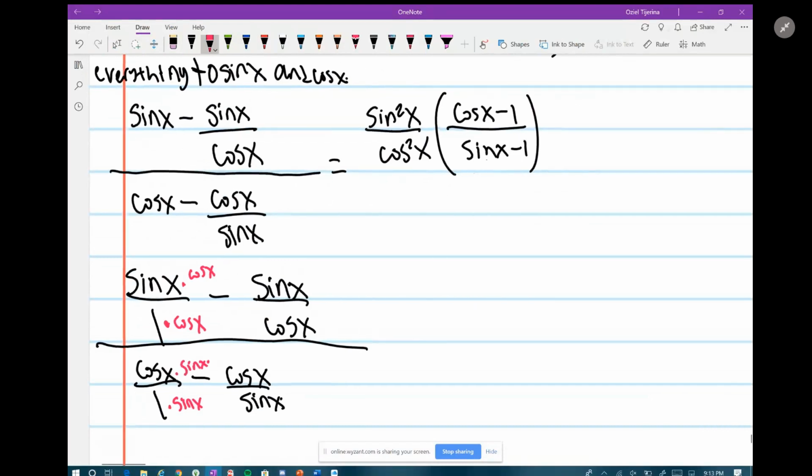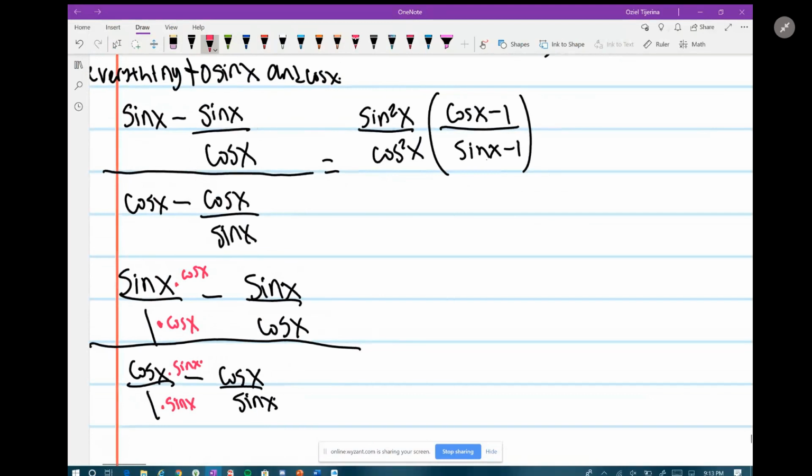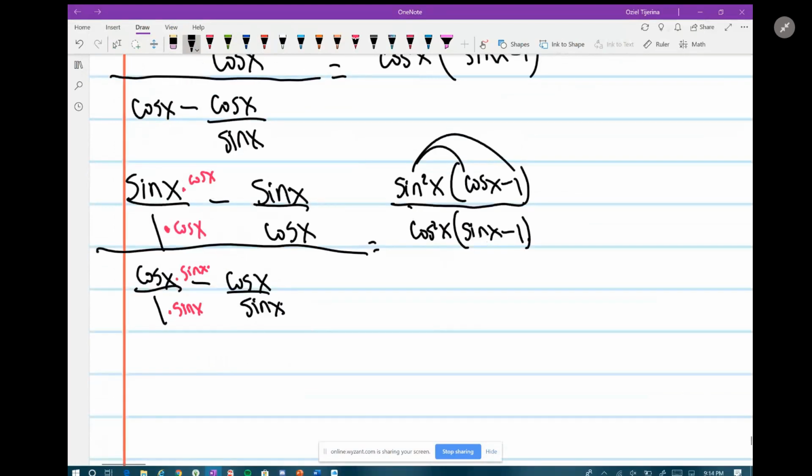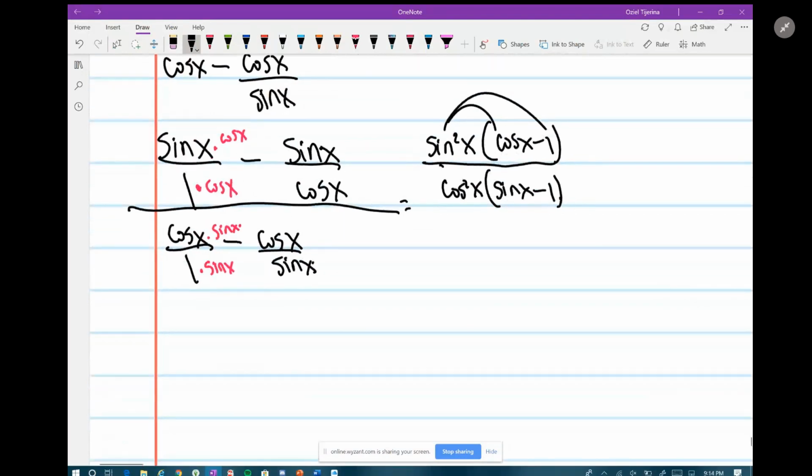And then this one, the right side, right over here, you're going to distribute. So basically it's going to be sine squared of x times cosine of x minus 1 over cosine squared of x times sine of x minus 1. So then you have this. And you would apparently have to distribute in the sine squared of x. But for now, let's look at the left side.